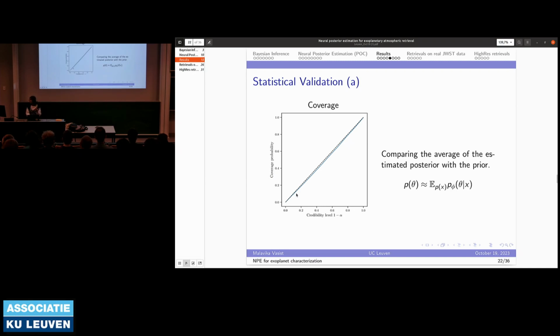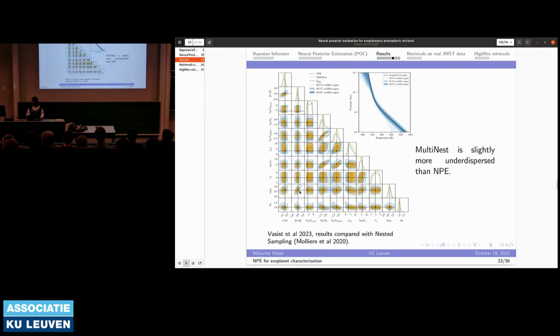In this case, the coverage is the blue line, and you can see it rests quite comfortably on the diagonal line. So we know that our posteriors are not too uninformative or too narrow and overconfident. And coming back to what I mentioned earlier, MultiNest is slightly more under-dispersed than NPE. You can say that because the orange spread is much narrower than the blue spread. The blue spills out of the orange.